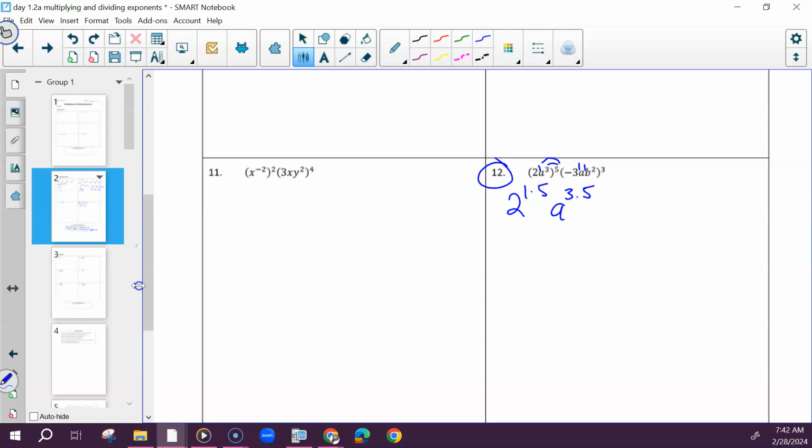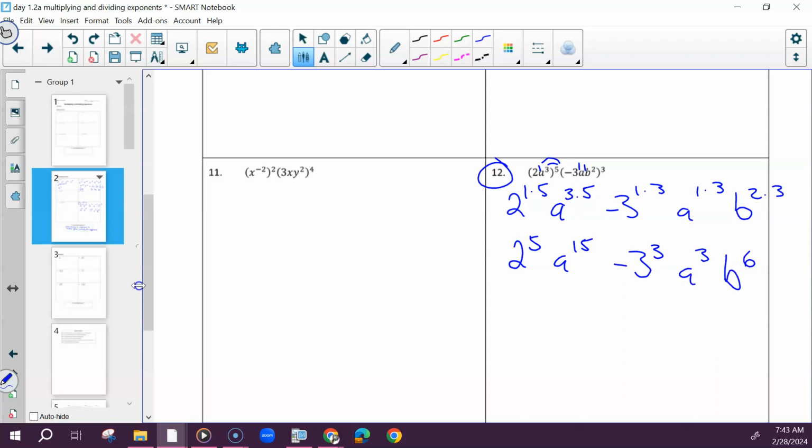I have a negative base, but it's being raised to an odd power, so I don't need parentheses. You can put it if you want. Negative 3 to the 1 times 3, a to the 1 times 3, and b to the 2 times 3. You're taking the power that is being raised to, and distributing or multiplying it to all the exponents. So this would become 2 to the 5th, a to the 15th, negative 3 to the 3rd, a to the 3rd, b to the 6th. Then we have to figure out the two numbers and combine any like bases that we have.